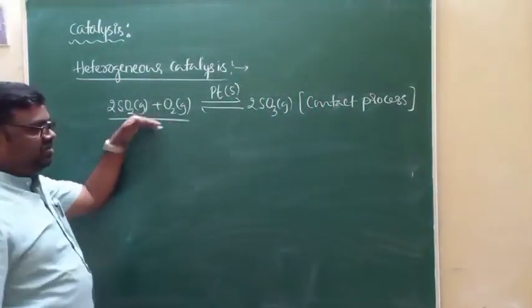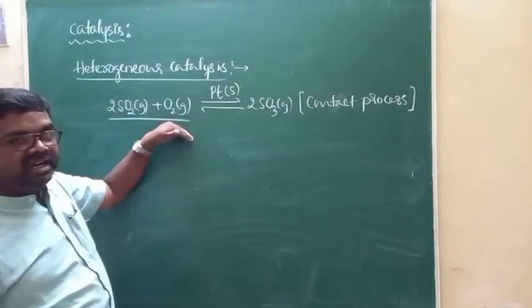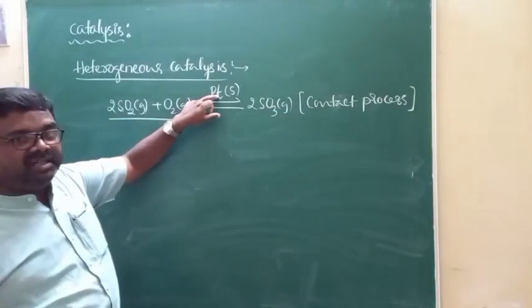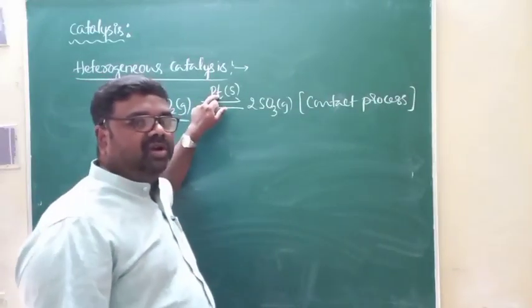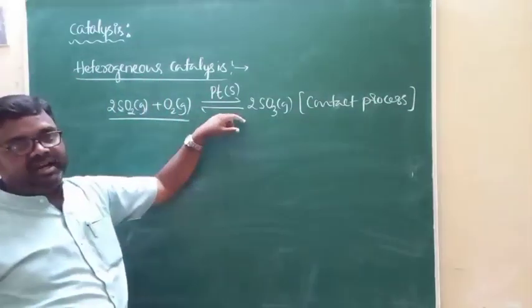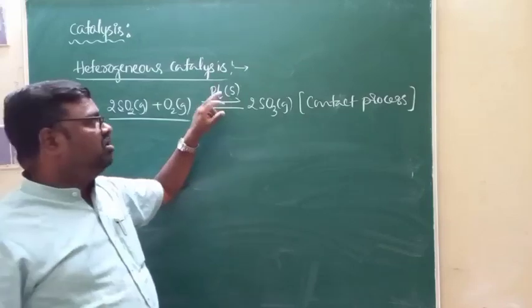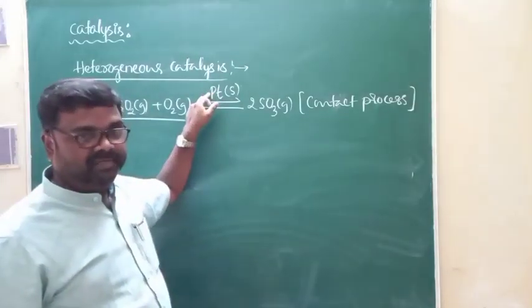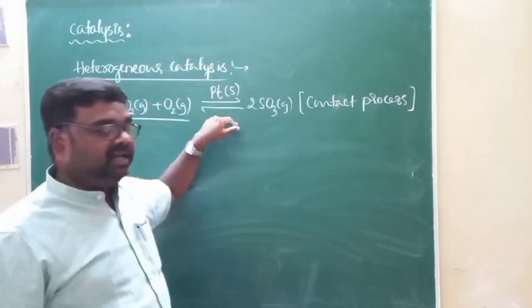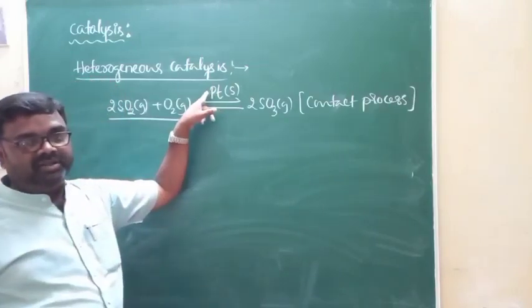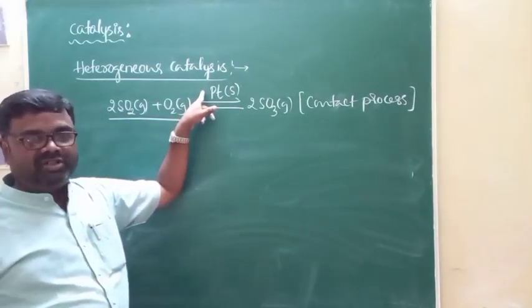So this is what we call an example for heterogeneous catalysis, where platinum is a catalyst. No doubt in your P block elements chapter, we used vanadium pentoxide catalyst, but before that, we were using platinum catalyst. Nowadays, the platinum is replaced by vanadium pentoxide. I'm using platinum here. You can go for platinum also, right?